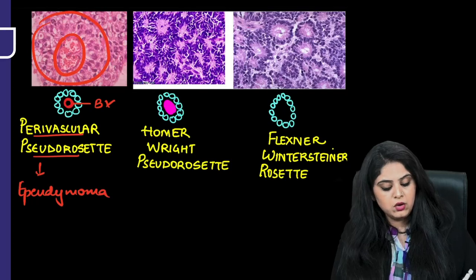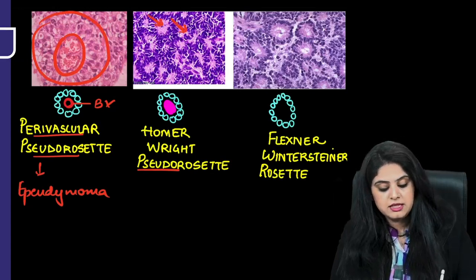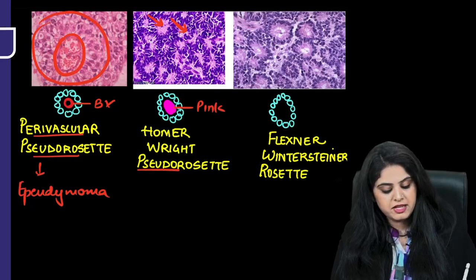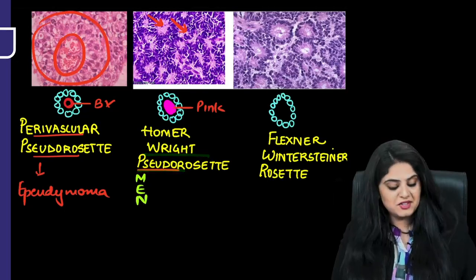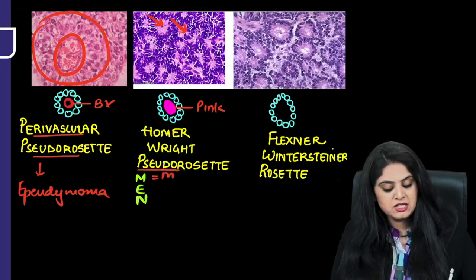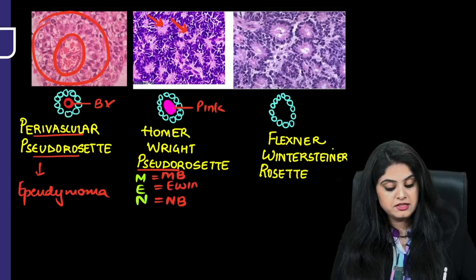Coming to the next, Homer Wright pseudo rosette. Again, it has the word pseudo. Something must be hiding in the center. I can see pink material that is hiding in the center. Where do you see Homer Wright pseudo rosette? Remember our very famous mnemonic we always study that either men are pseudo, men are fake, or men are right, whatever you want to learn it. So which brain tumor? Medulloblastoma. One more tumor that is neuroblastoma, and there's a bone tumor that is Ewing sarcoma.